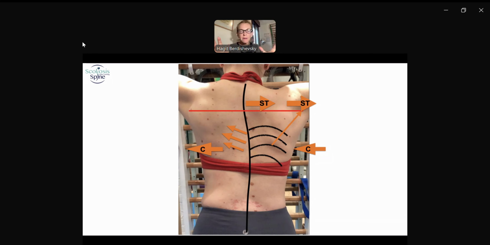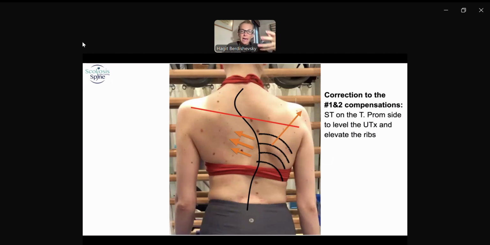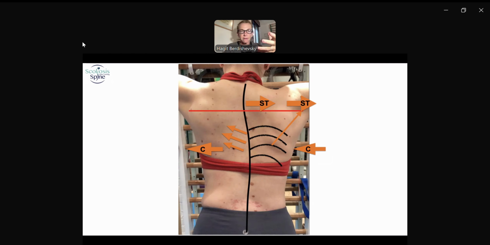Stay there. Encourage more expansion on the left side. You see the ribs, God forbid, dropping. Again, shoulder traction, lift it and lift it.